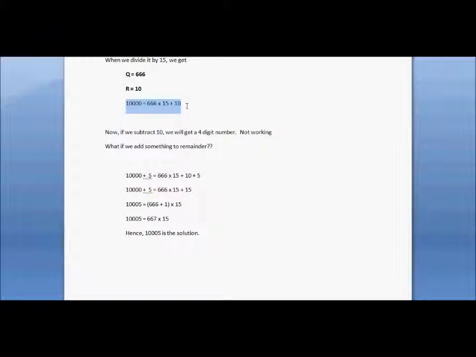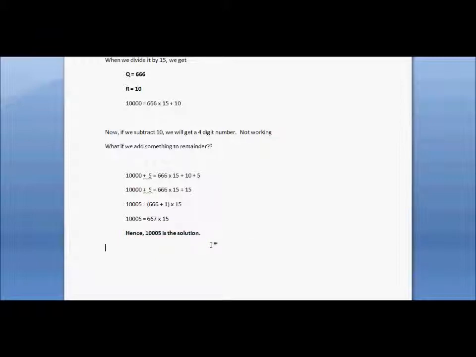So instead of subtracting 10, can we do something else? Yes, we can. We would add a 5 on both the sides. Let's see what would happen if we add 5. Here on the left hand side, we would get 10005. On the right hand side, we would get 666 into 15 plus 15. We'll take 15 common. What we would get is 667 into 15. This shows that again 10005 is perfectly divisible by 15. Hence 10005 would be our solution.